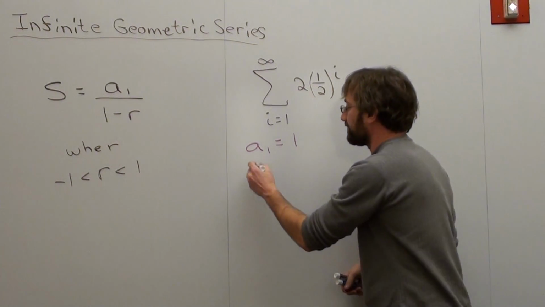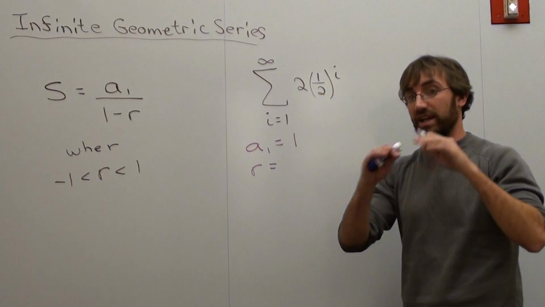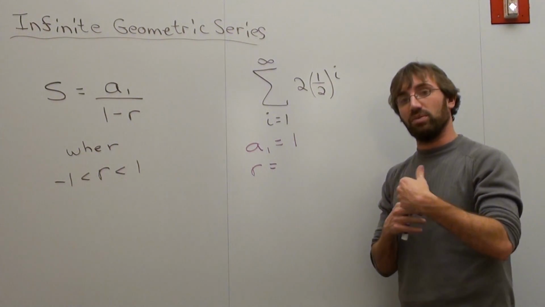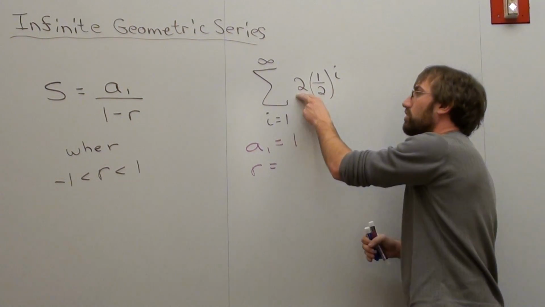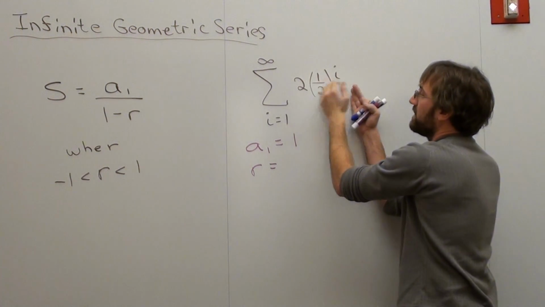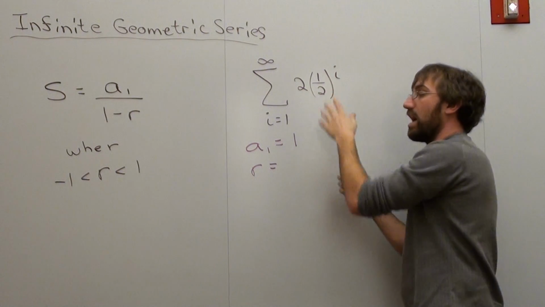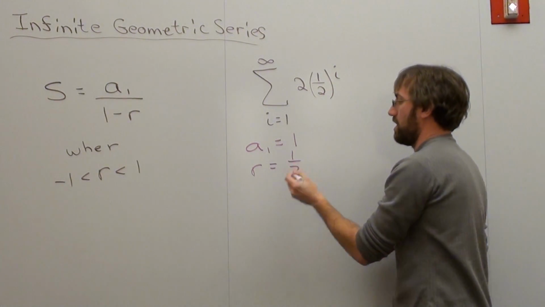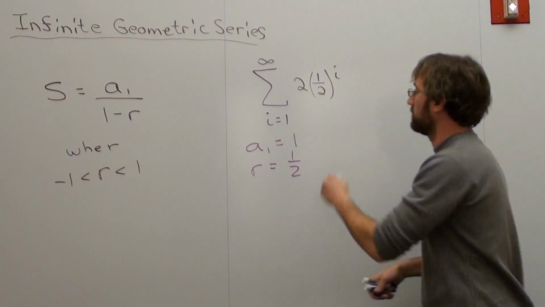And my r, my common ratio, again, it's no coincidence. Your common ratio is the number that's associated with the power. It's not 2, it's not 2 times a half, it's just the base of the exponent. So your common ratio is 1/2, that's all it is. Can you find it? Yeah.